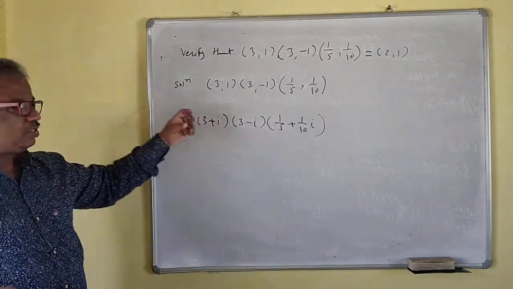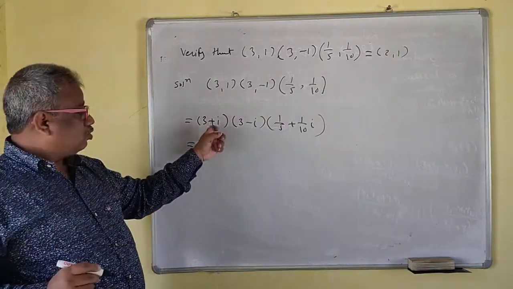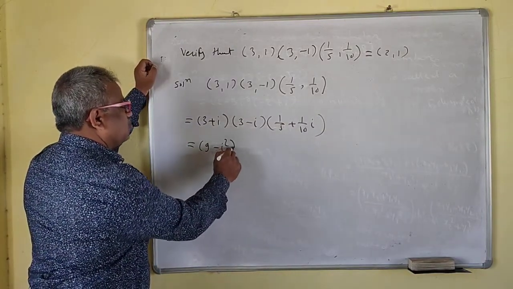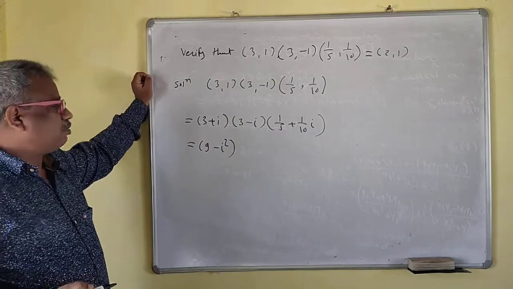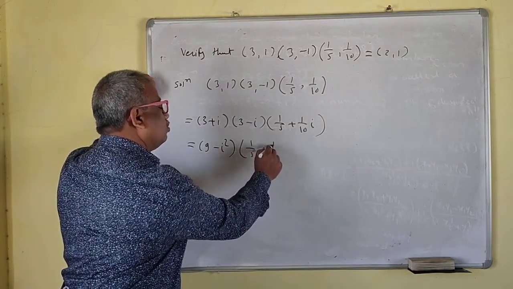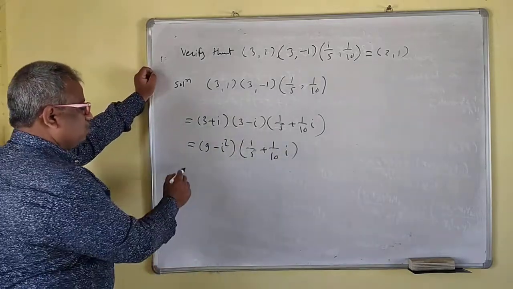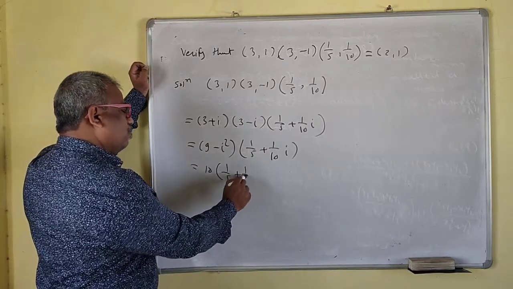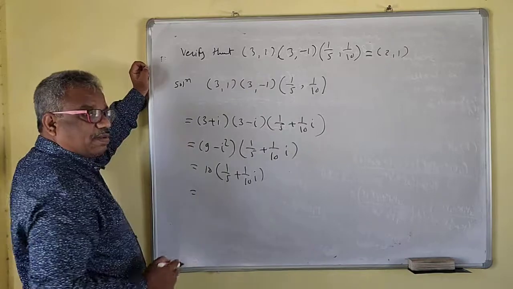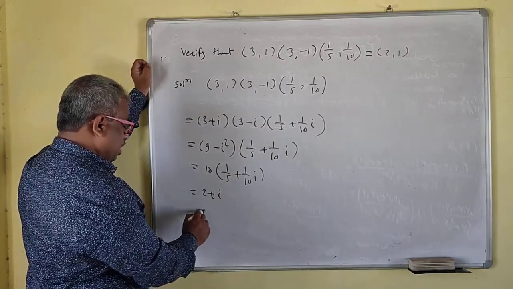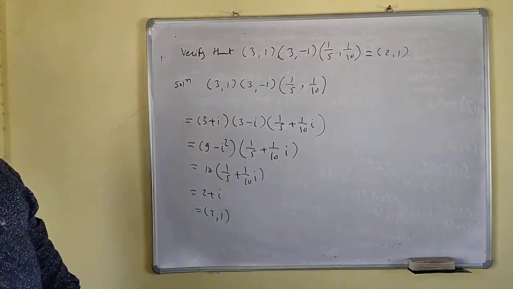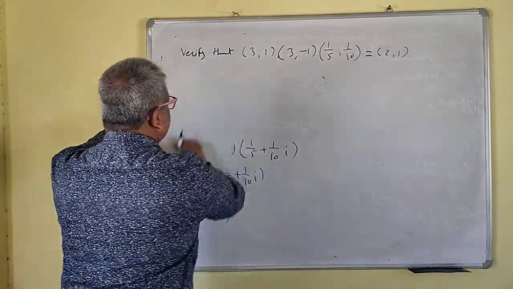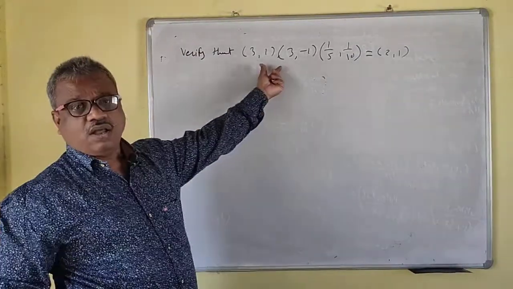First I will do the multiplication of this one, because these are conjugates of each other. So this is 9 minus i square: the square of the first one minus the square of the second one. We keep 1/10 i as it is. Now i square is minus 1, and minus 1 becomes plus, so this is 10 times (1/5 plus 1/10 i). Very simple. Now I will multiply by 10: this is 2 plus i. So we get the required thing. I hope that you understand this one. A complex number may be written in ordered pair form.